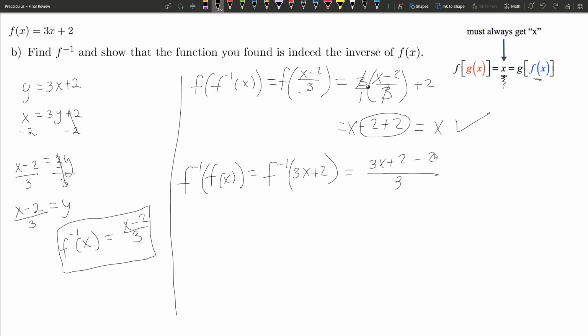Now, this becomes 0 right here. That zeroes out. And this 3 divided by 3 is 1. Canceling is the wrong term. It divides out into 1. And you remain with just x. And as you can see, they are inverses of each other. So I just verified it.